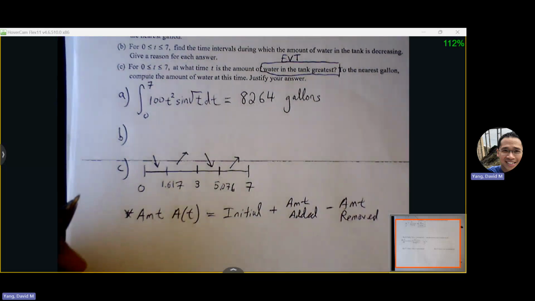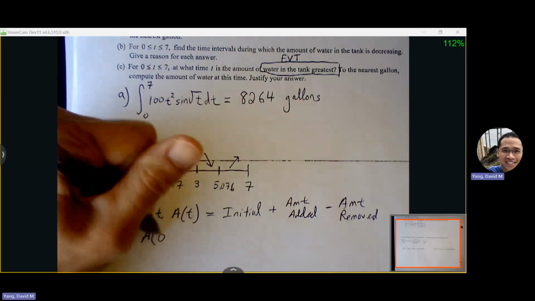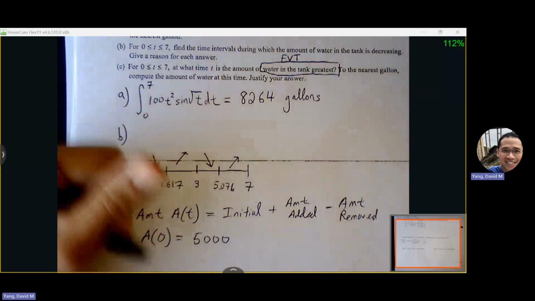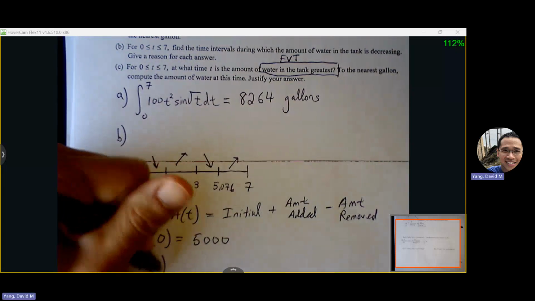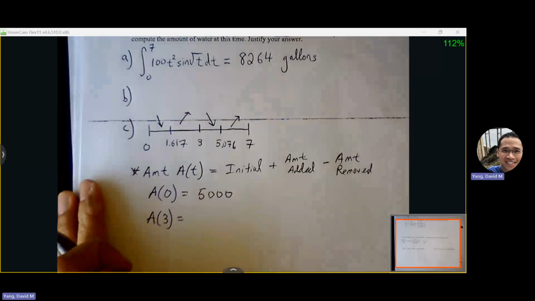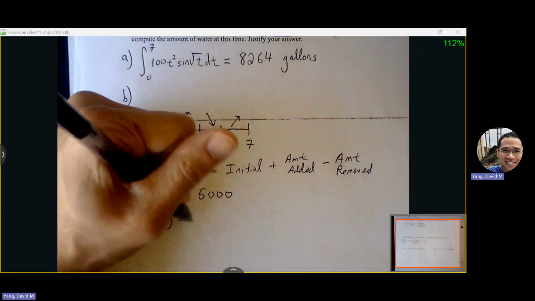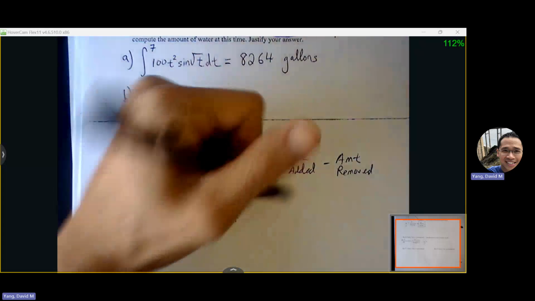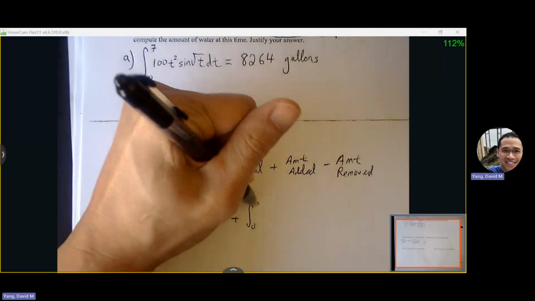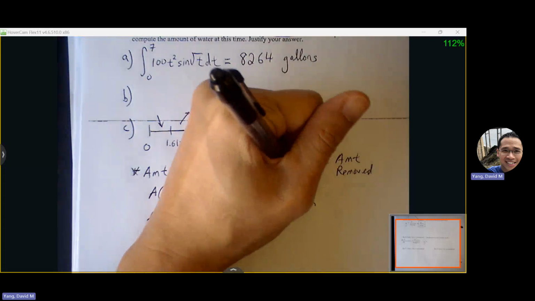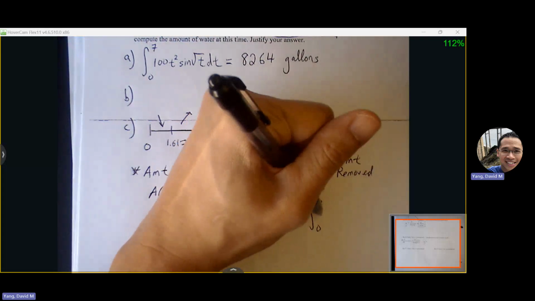So we'll do that for 0, 3, and 7. A of 0 is easy because they're telling us that there's 5,000 gallons to begin with. So no work to do there. To find A of 3, how much is in the tank 3 hours in? We know we have to involve 5,000. That's how much there is to begin with. How much has been added from 0 to 3 of f of t dt? How much has been removed? The integral from 0 to 3.